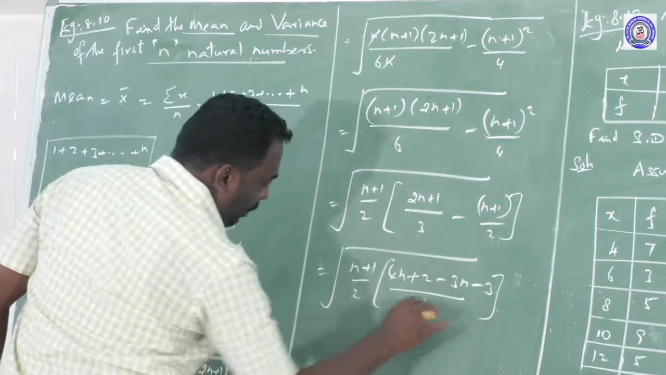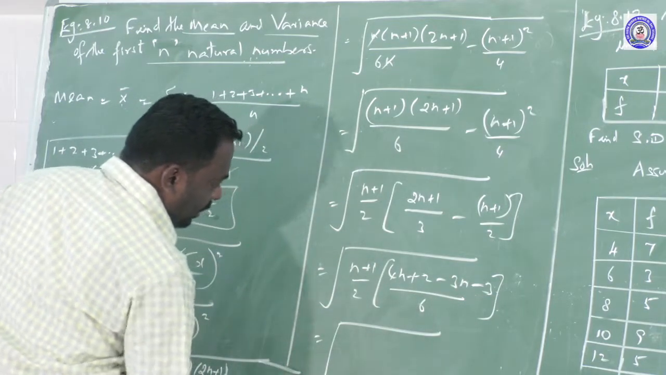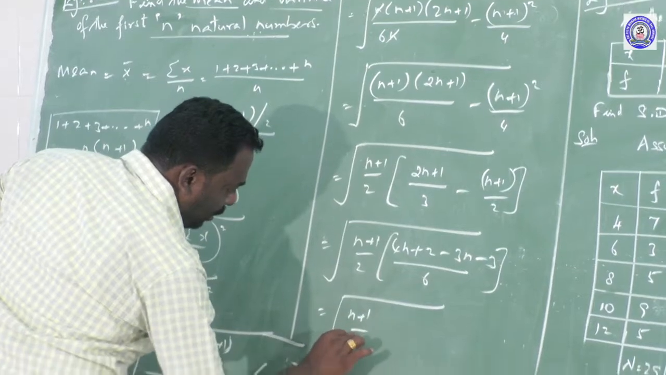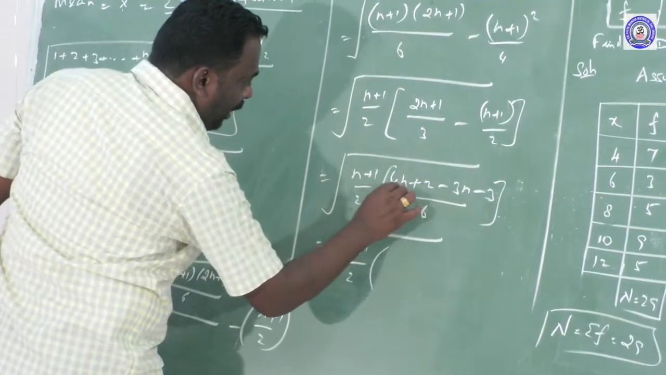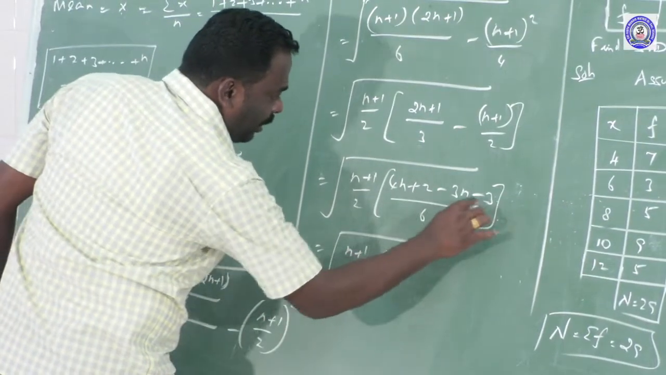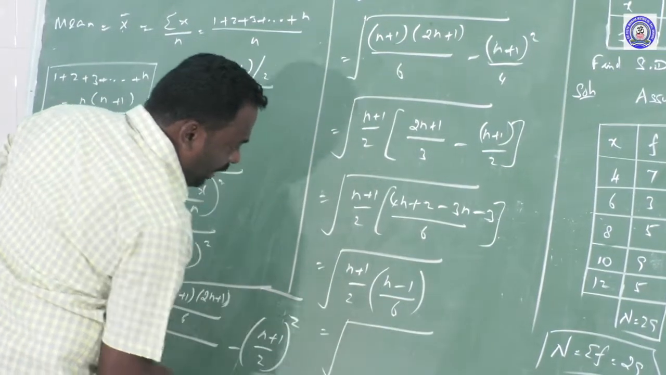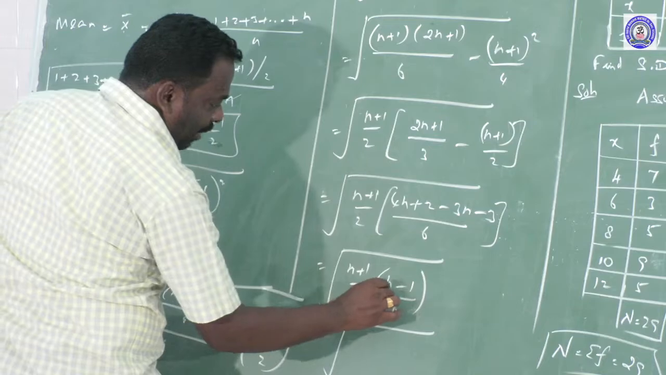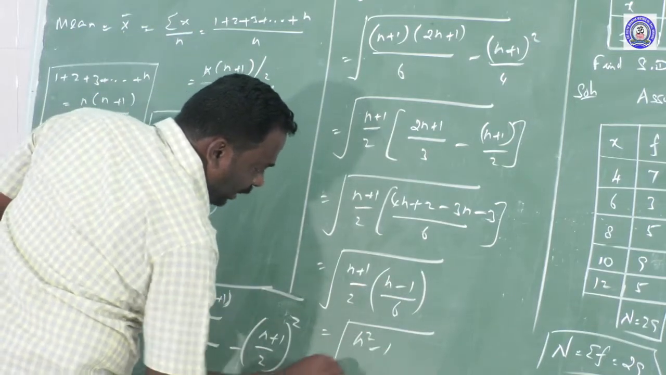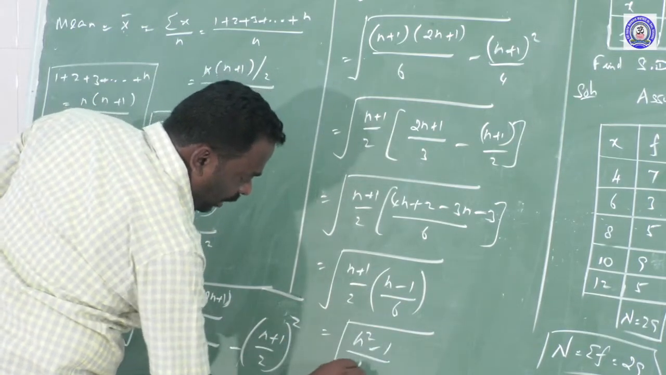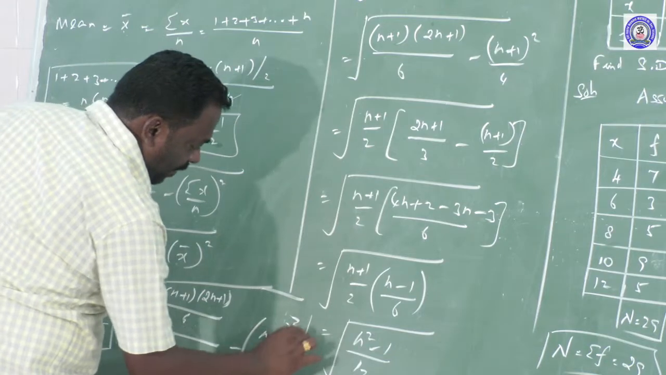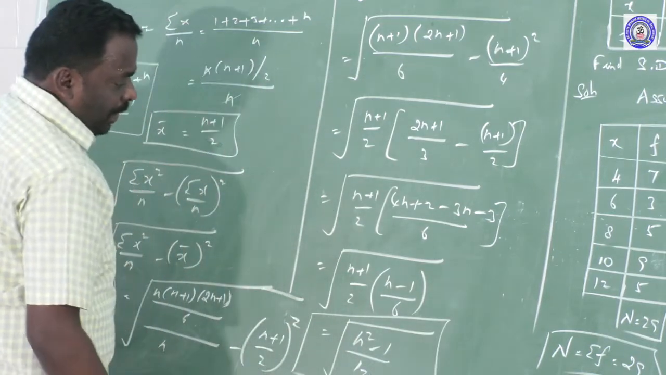Now simplify the term: square root of n plus 1/6 within the bracket, separating the term n and the term 1/6. This equals square root of (n plus 1)(n minus 1), written as n square minus 1 by 2 into 6, which is 12. This is called the standard deviation value. Now we want to find the variance.